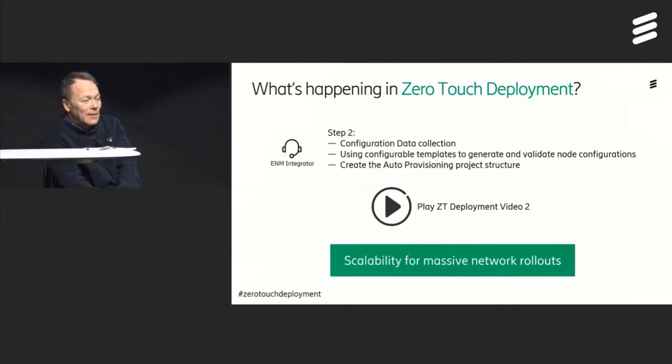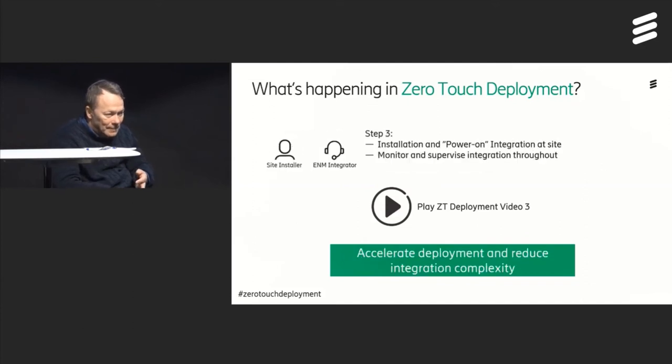The next step is when the integrator goes out to site, and he doesn't need any tool at all. But we have created one tool that can display what the steps are, so the person at site can follow all the steps. So we have an app there that they can use. But you can also monitor everything up in OSS or A&M. Play the video, please.